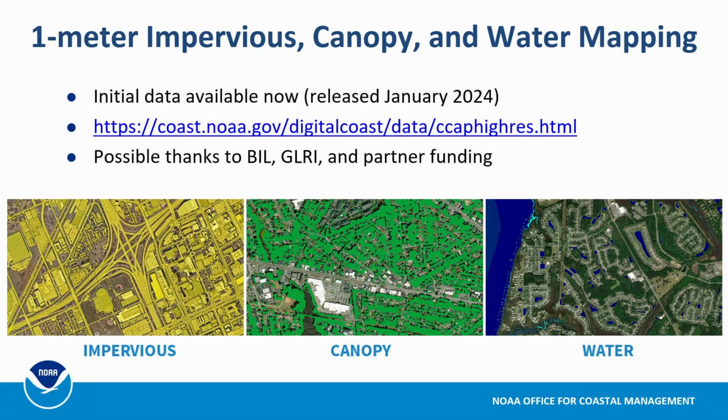So what do we have now? These are available for coastal North Carolina right now. We have the 1-meter impervious, canopy, and water mapping. So these are all available on the Digital Coast right now, with the plan to build this out for the entire state. So North Carolina has partnered with NOAA to map the entire state for the CCAP. And so we'll get to that timeline in a little bit. But this is all possible thanks to the Bipartisan Infrastructure Law, Great Lakes Restoration Initiative, and other partner funding, including North Carolina partners.